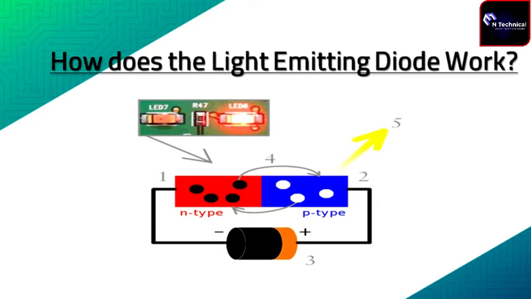The power supply across the PN junction makes the diode forward biased, pushing the electrons from n-type to p-type, and pushing the holes in the opposite direction. Electrons and holes at the junction are combined. The photons are given off as the electrons and holes are recombined.